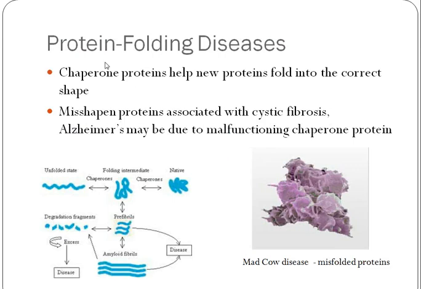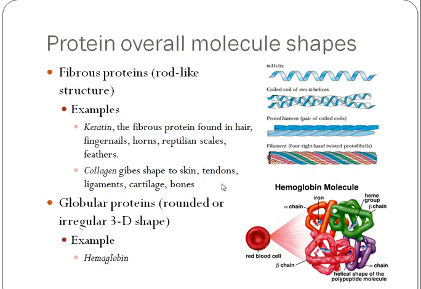Sometimes it doesn't go well. Protein folding diseases. We have these chaperone proteins that we think help, and if they get all messed up, then things don't work well. One that we're seeing is mad cow disease. And we also know some misshapen proteins are associated with cystic fibrosis. All right, so I'll come back.